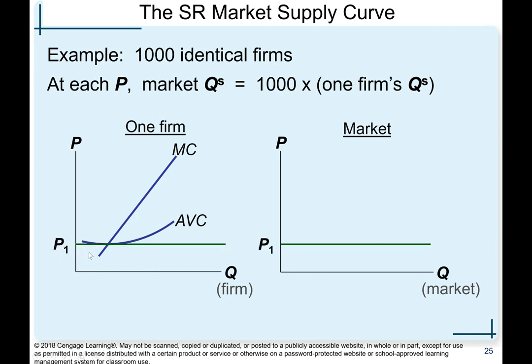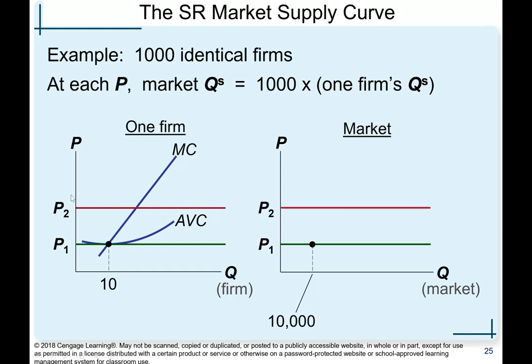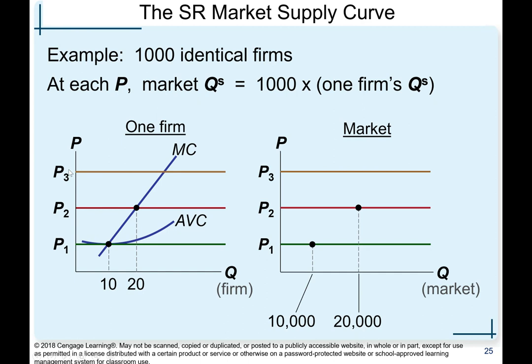So if the price is P1, and at P1 one farm is producing 10 units, the market will be producing 1,000 times 10, and that is 10,000. If the price is P2 and the farm is producing 20, then 1,000 farms will be producing 20,000. If the price is P3 and this single farm is producing 30, then the market will be producing 30,000. That is how we derive short-run market supply. We are assuming all identical farms.